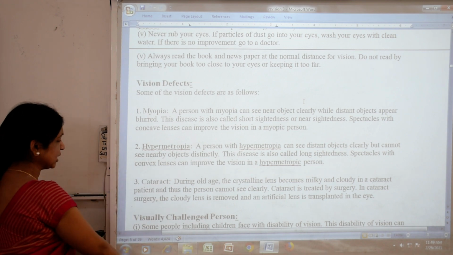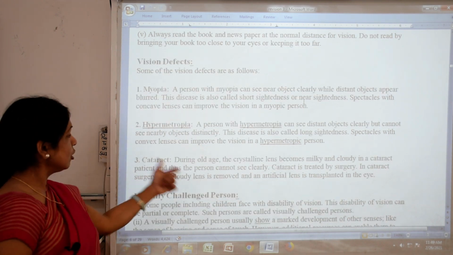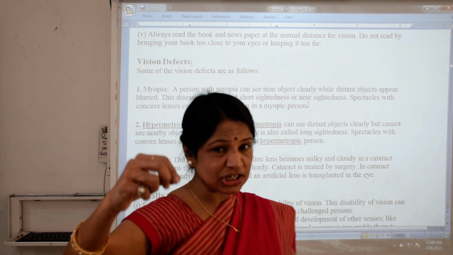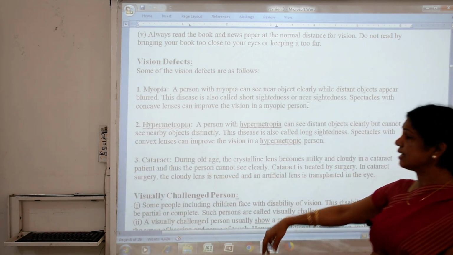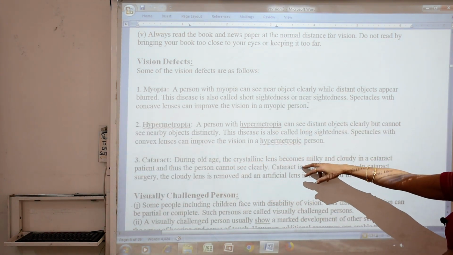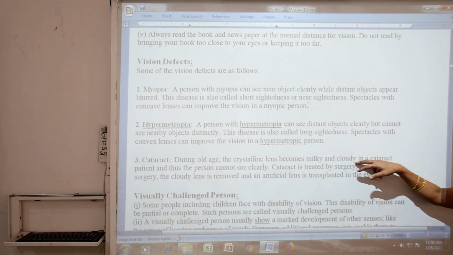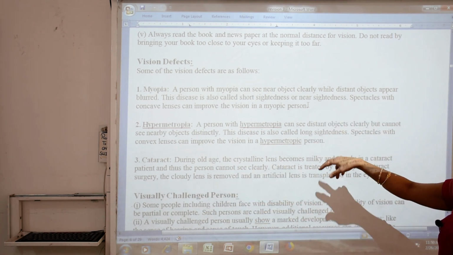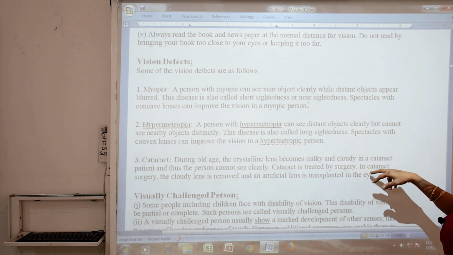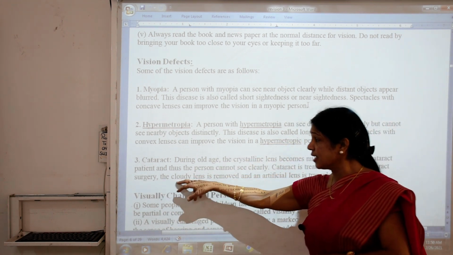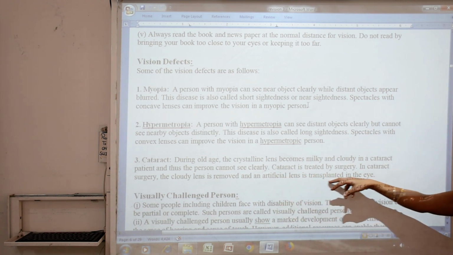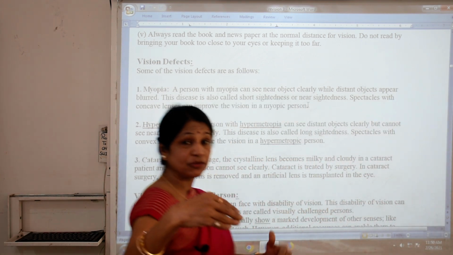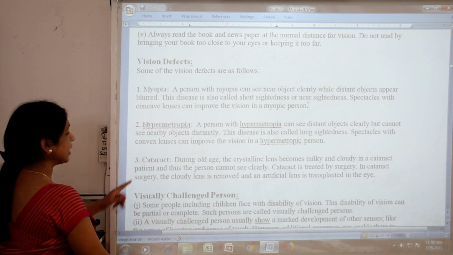Now further, we are going to see the cataract. What is the cataract? You have heard this name many times. Many people suffer from it, especially old people who have completed 60 years of age. During old age, the crystalline lens becomes milky and cloudy. In a cataract patient, the person can't see clearly. The cataract is treated by surgery. In cataract surgery, the cloudy lens is removed and an artificial lens is transplanted into the eye.